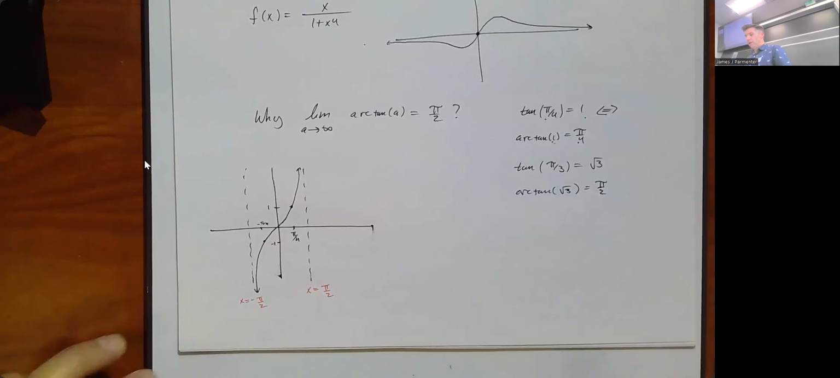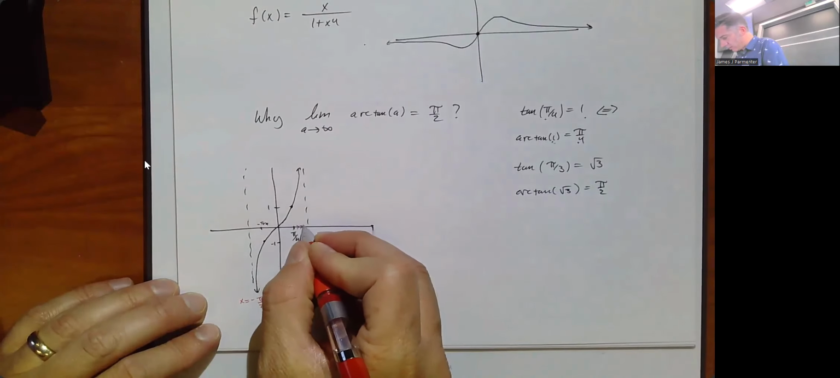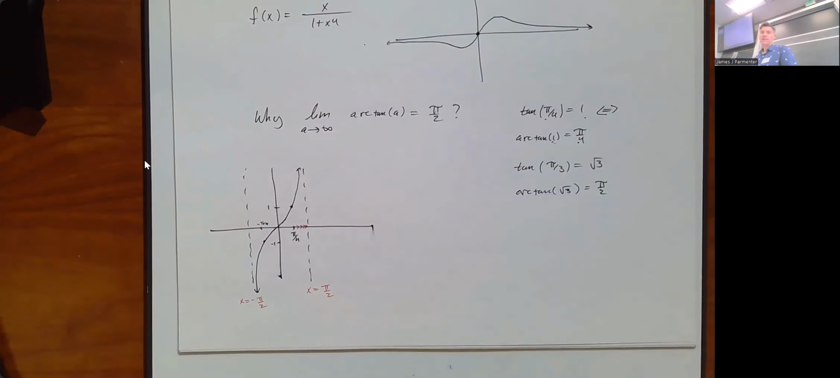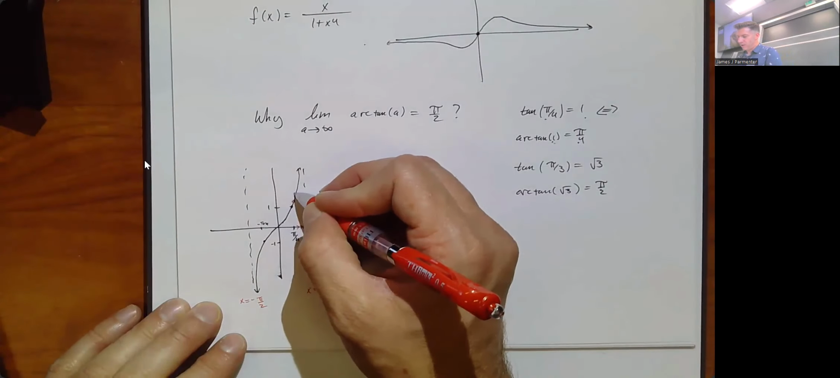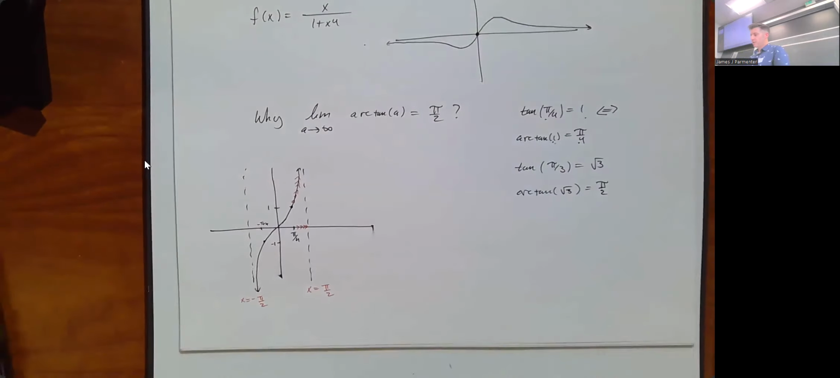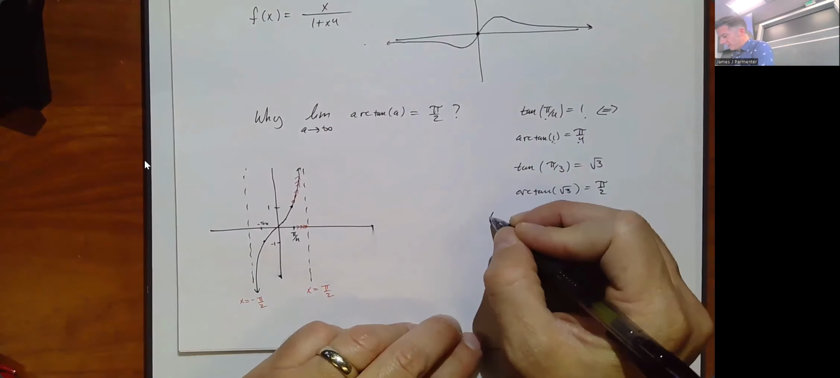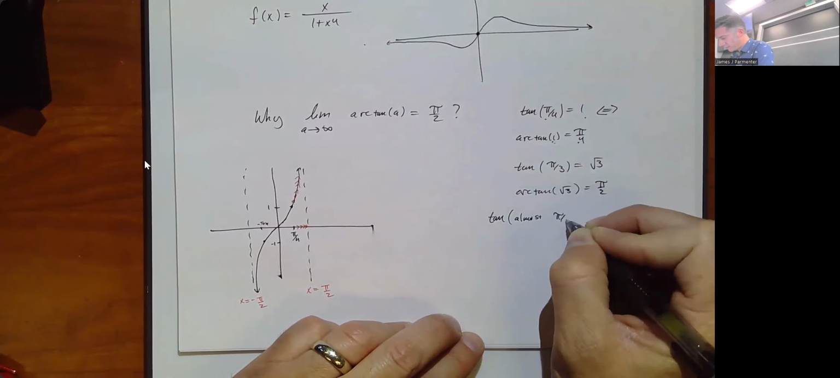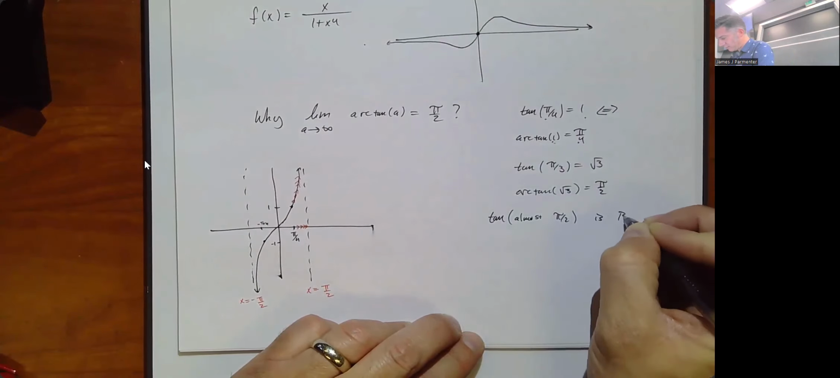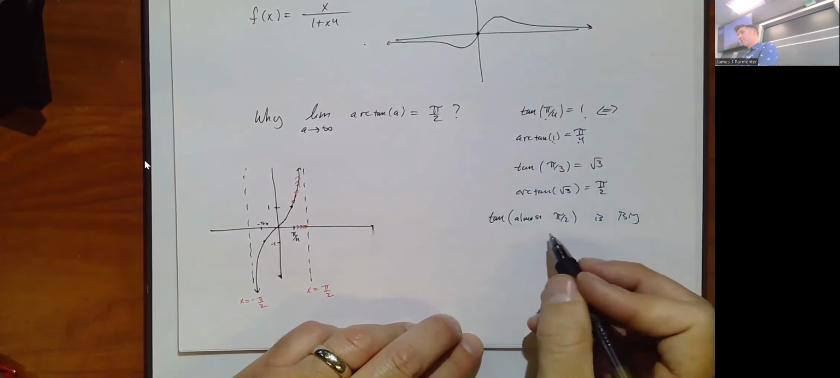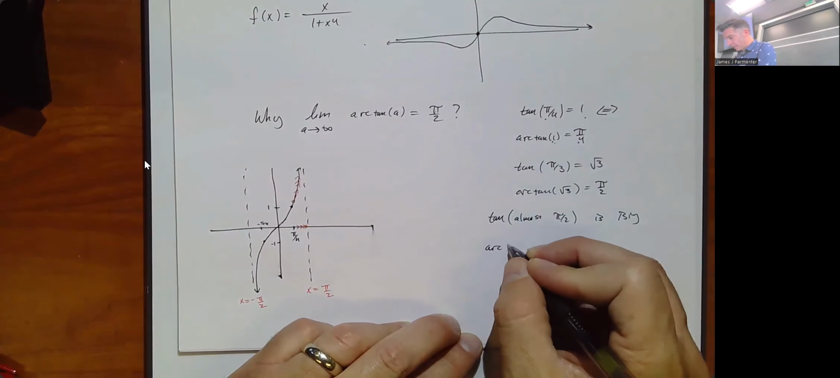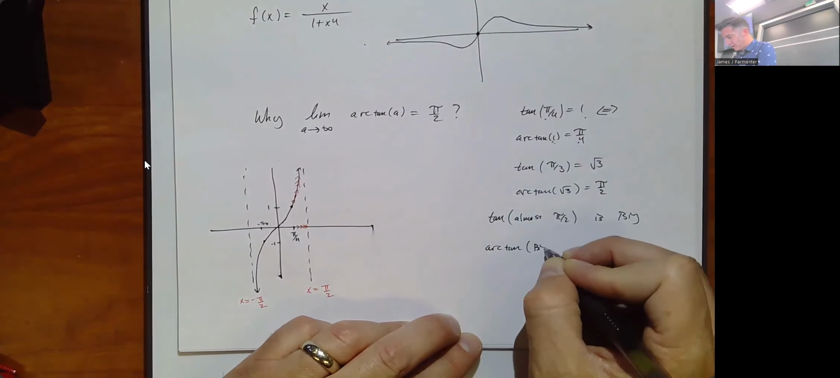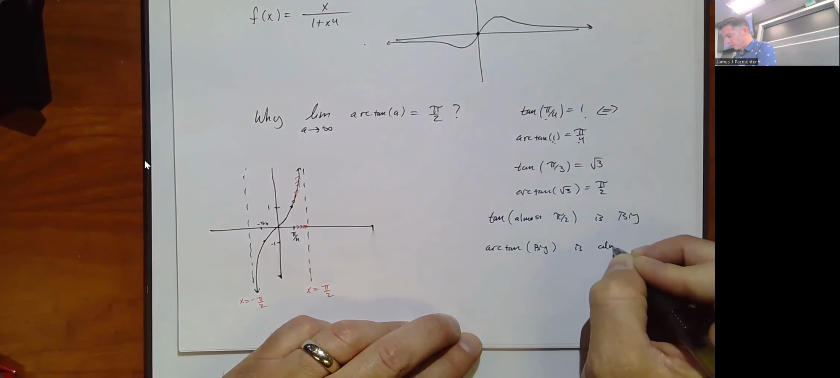All right, now check this out. If my angle gets really, really close to pi over 2, tangent of something really close to pi over 2 is going to be really, really big. So tangent of almost pi over 2 is big. Or if we reverse those roles, the arctangent of something big is almost pi over 2.